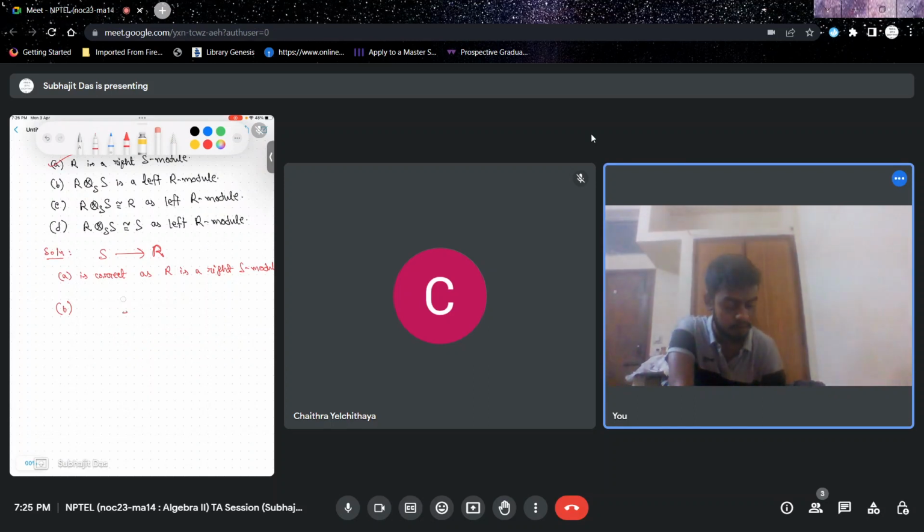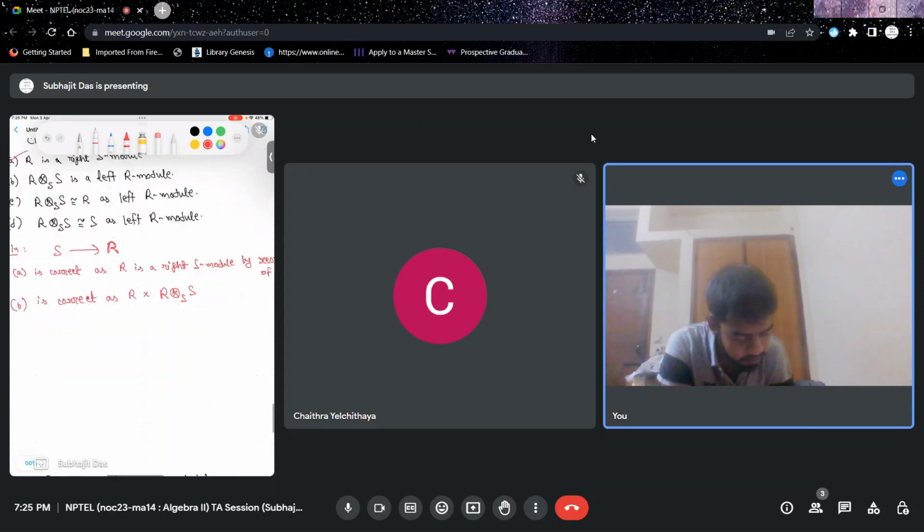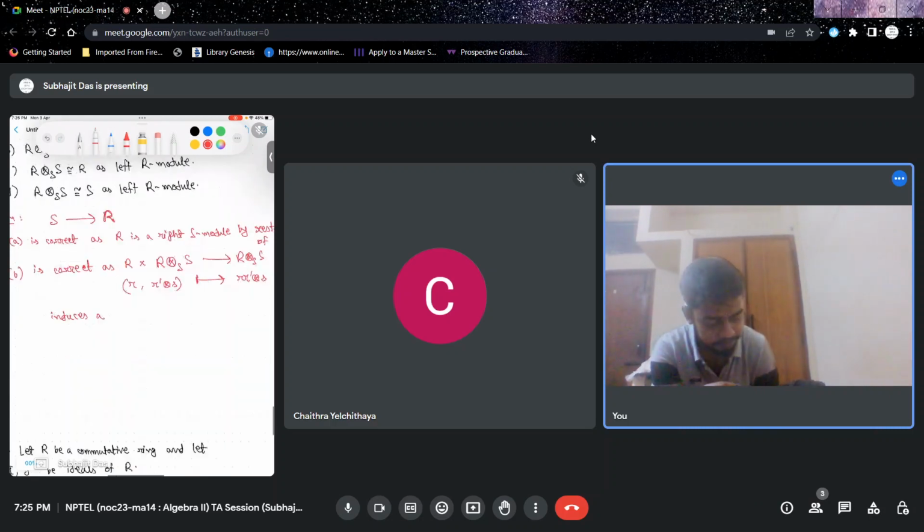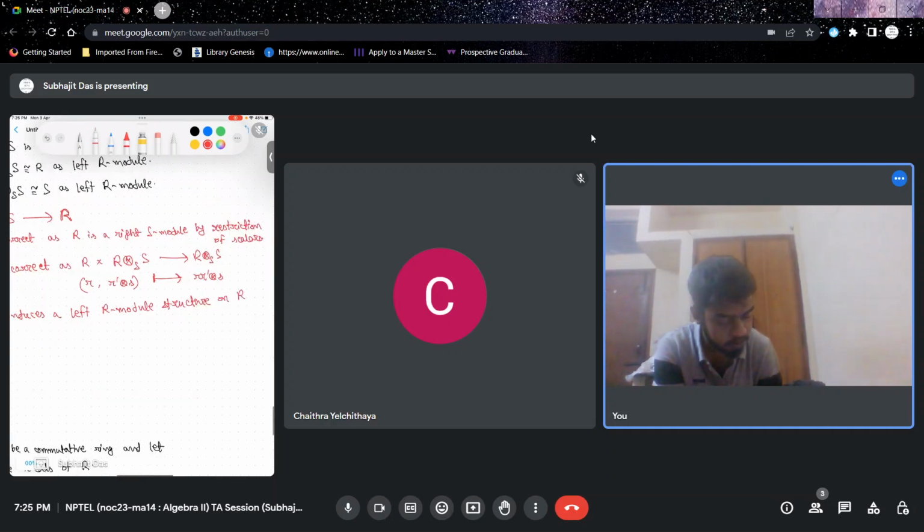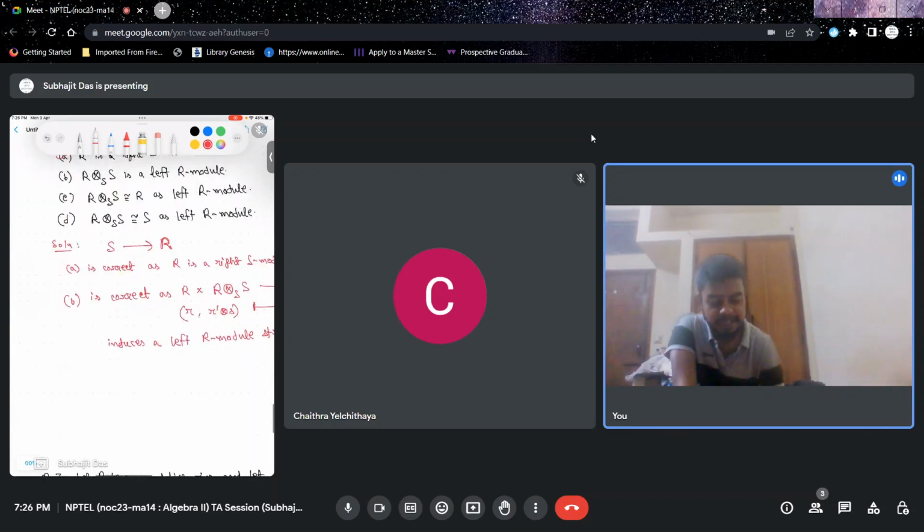Okay, so B is again correct, as R tensored over S. So this mapping, this morphism from this into this, which sends r, r prime tensored s to r prime r tensored s, induces a left R module structure on R tensored over S with S. Now tell me, so A is correct, B is correct. Is C correct?